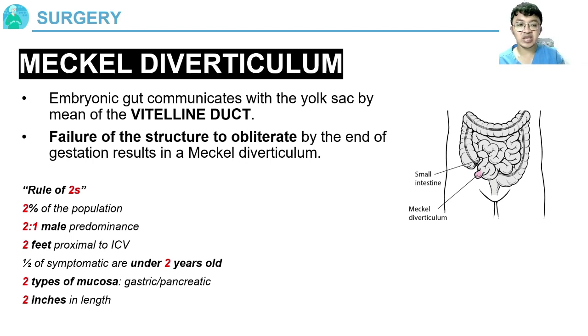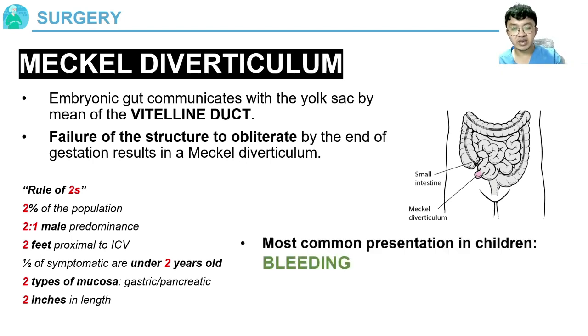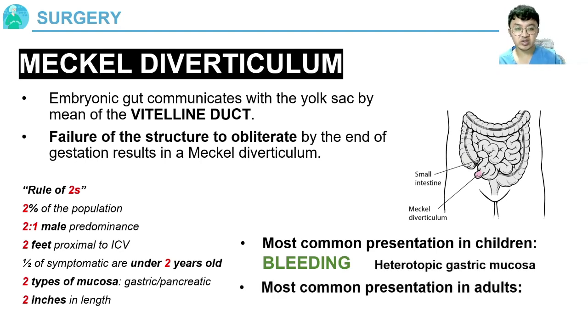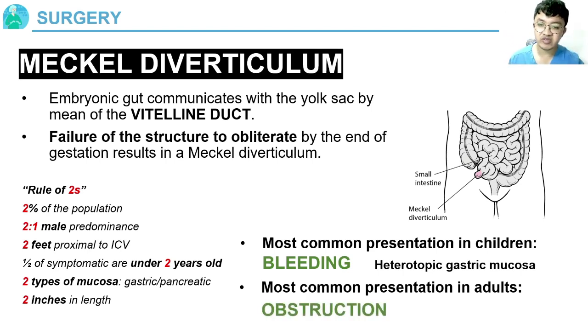The most common presentation of a Meckel diverticulum in children is that of bleeding, because of the gastric tissue, which irritates the surrounding intestinal mucosa, causing bleeding. You also have heterotopic gastric mucosa. In adults, the most common presentation is obstruction because of the subsequent inflammation, adhesion, and edema or fibrosis around that area.